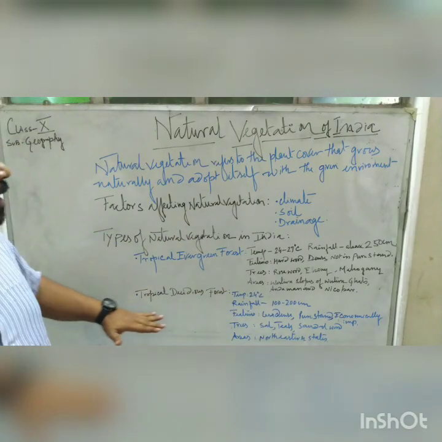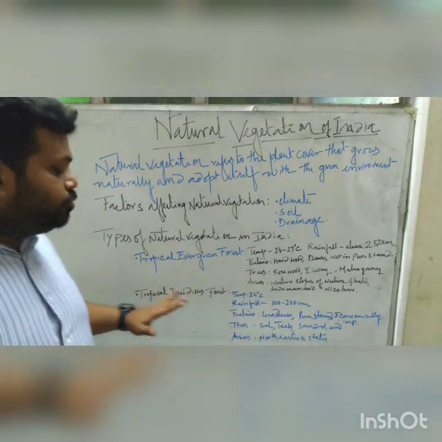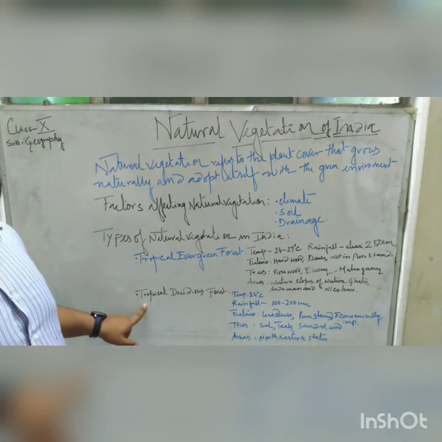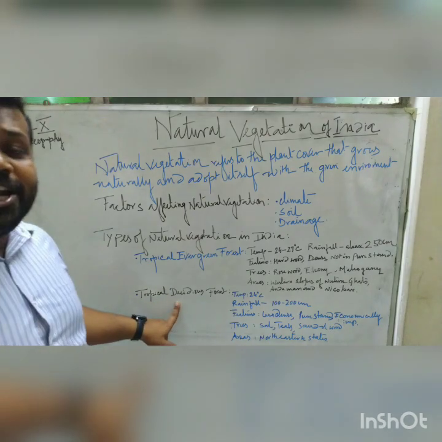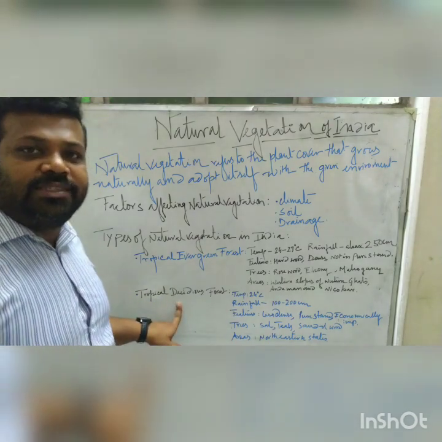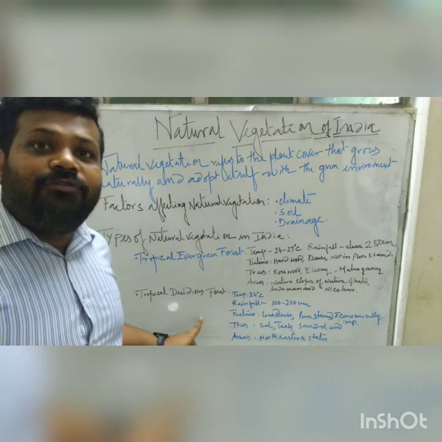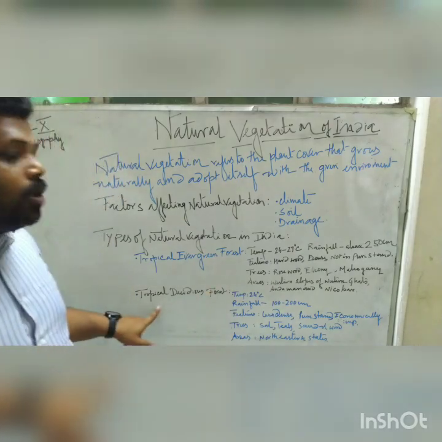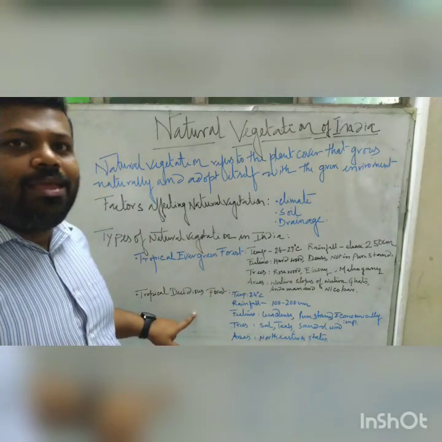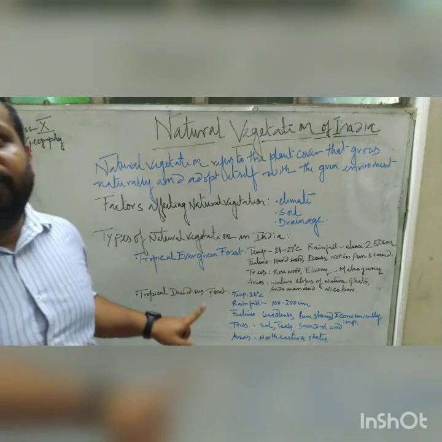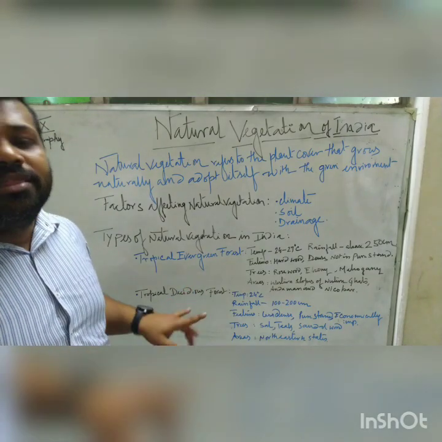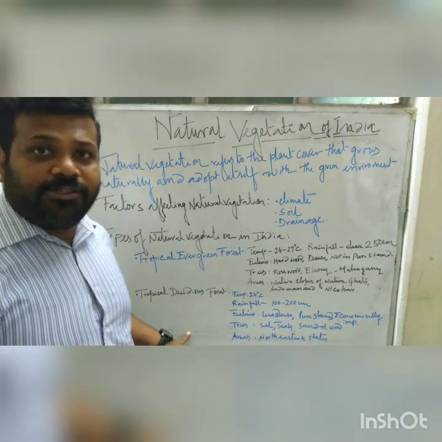Next comes tropical deciduous forest. Tropical means the tropical region is where it is located. Deciduous means they shed their leaves for 6 to 8 weeks in a year, hence the name leafless. In India, they are also called monsoon forest. Why? Because the monsoon wind influences the growth of this forest.